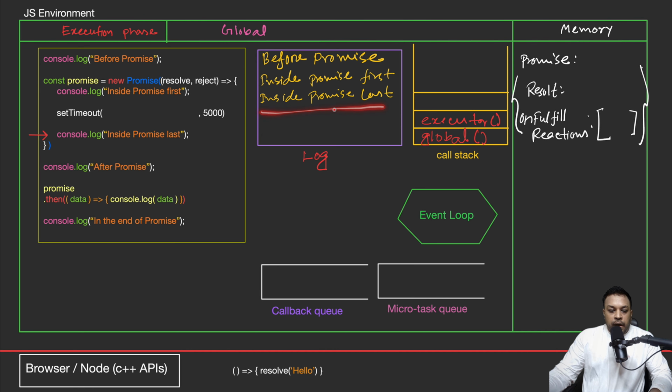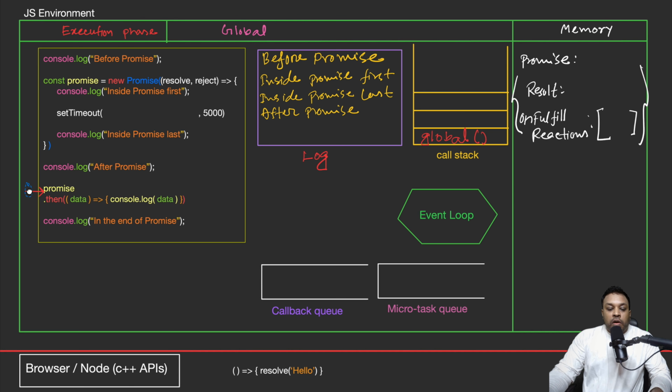Okay. Now the execution will move out of the executor because the executor function is done. So it will be removed from this call stack, of course. So it is being removed. And the execution is here now. Basically, it is console logging this after promise. So here it will console log this after promise. Okay. Now the execution will move to the next line.